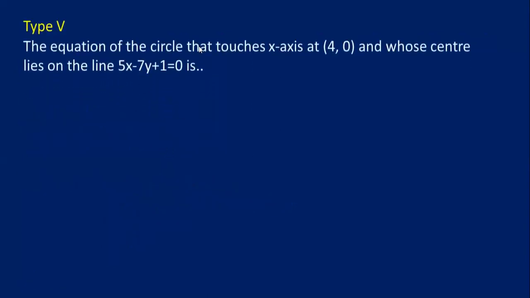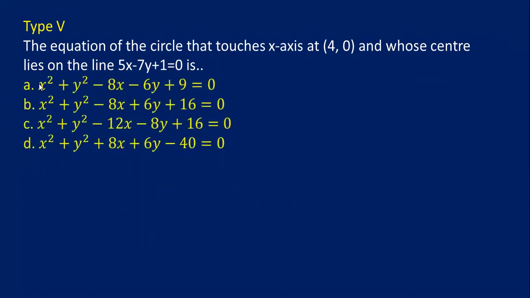Now type 5. The equation of the circle touches the x-axis at point (4, 0) and whose center lies on the line 5x - 7y = 0. There are four options. We'll test the options.